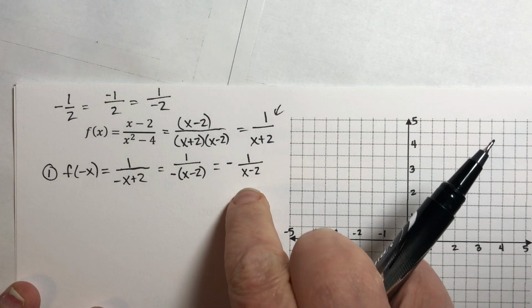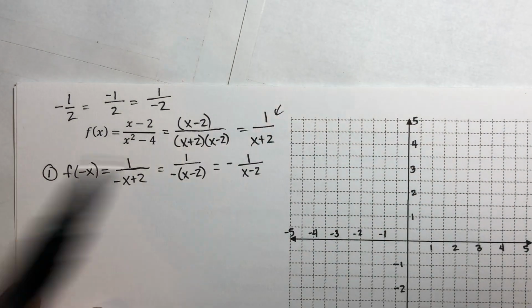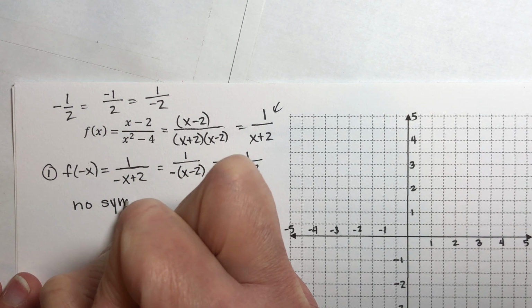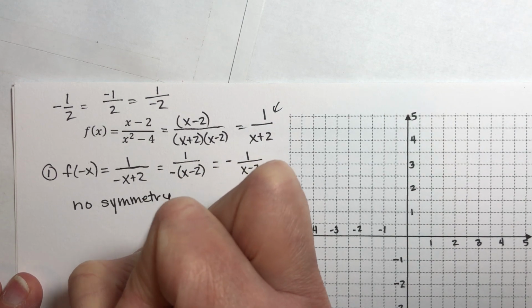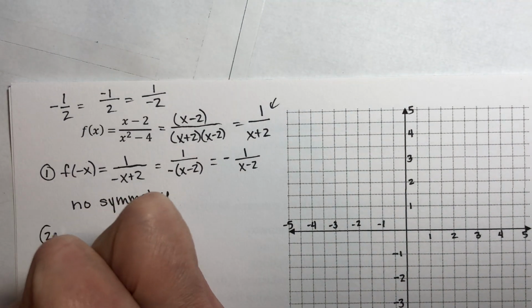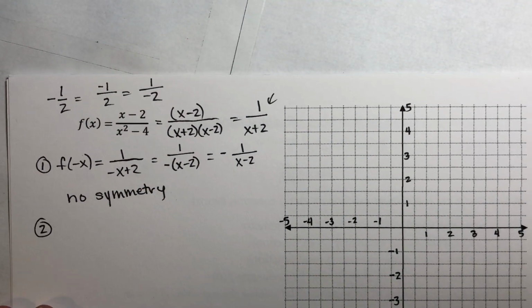And then you look, is this the same as this without the negative? And the answer is no. So no symmetry here. It's nice when you can get it, but you can't always get it. So it doesn't really take that long to do.